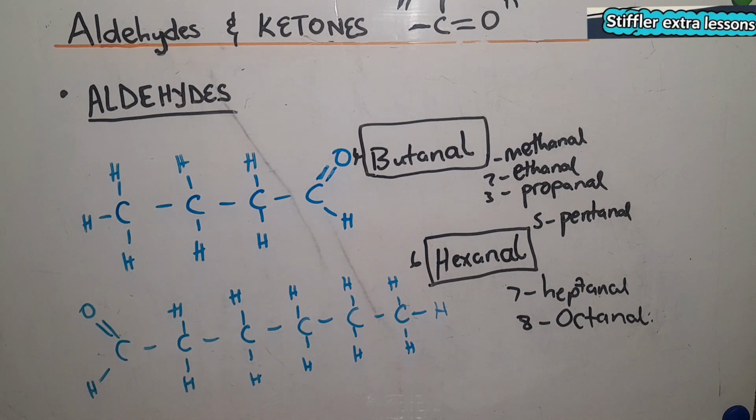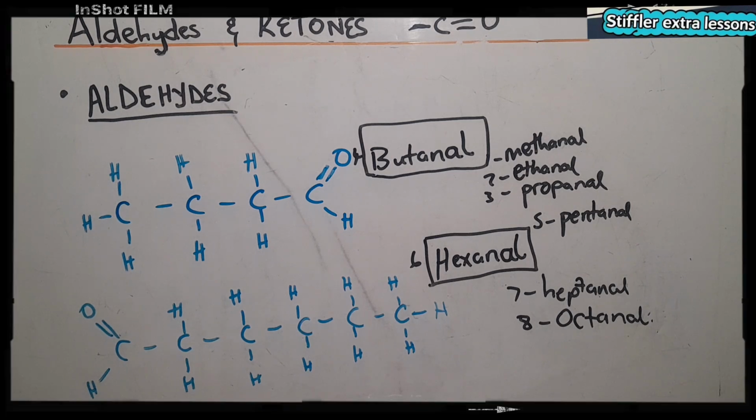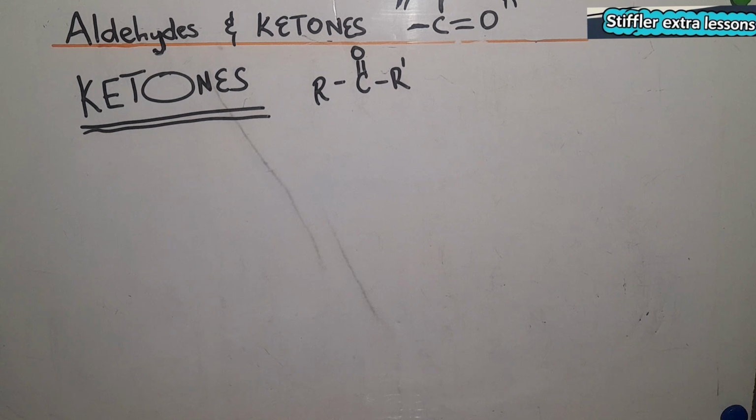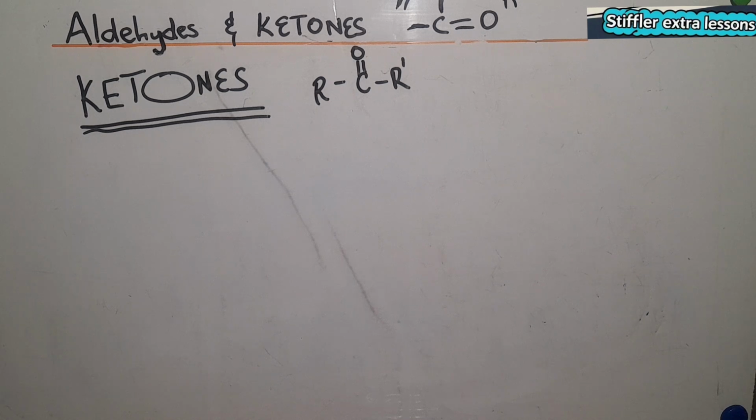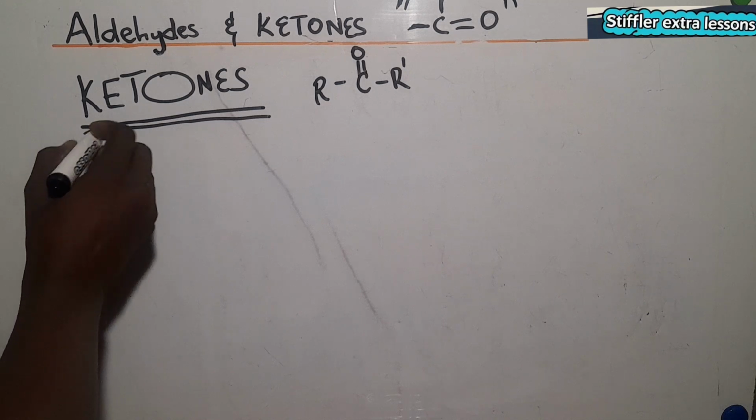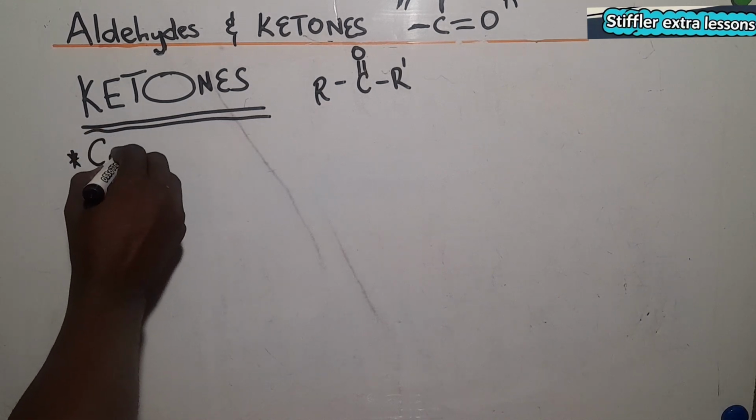So now I'll go to ketones. With the ketone, as you saw, I wrote the big O in between, to represent how these ketones actually are, right? So the ketones, they have this carbonyl.